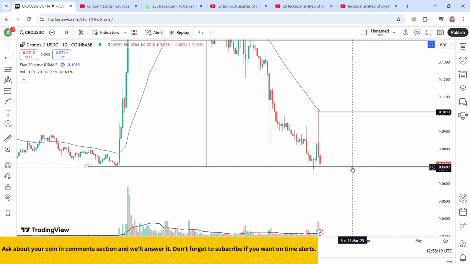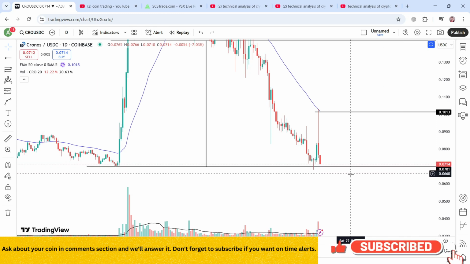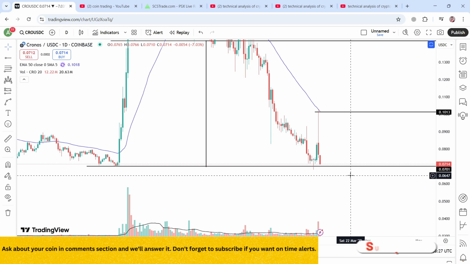As this coin has not submitted this breakdown yet, we cannot predict this level at this moment. But when it will submit a new breakdown, I will definitely share the levels after breakdown on this YouTube channel.